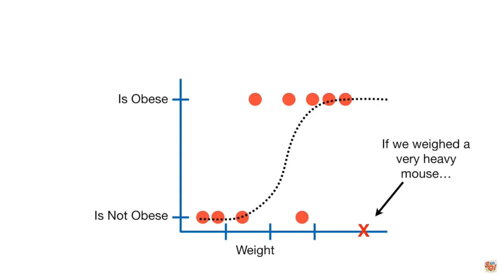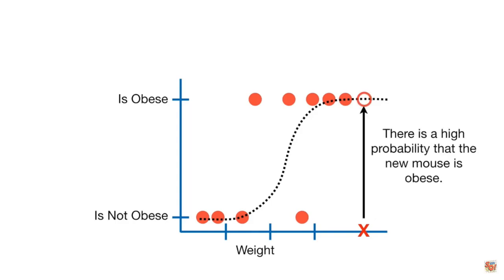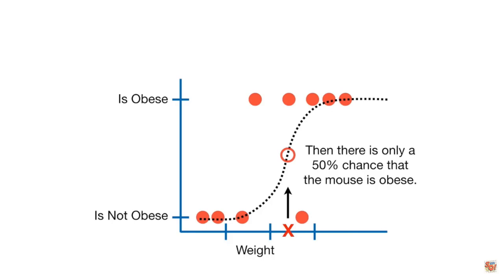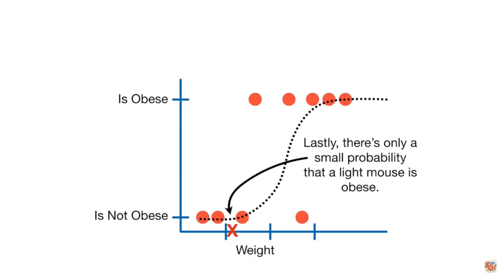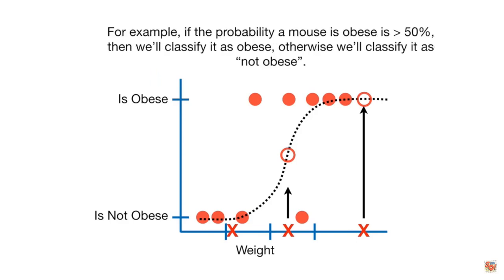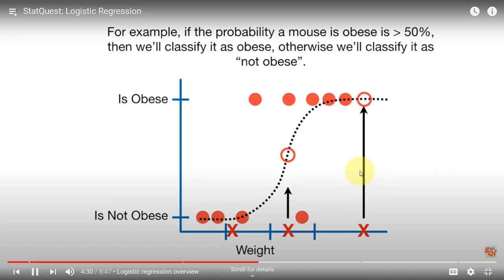If we weighed a very heavy mouse, there is a high probability that the new mouse is obese. If we weighed an intermediate mouse, then there is only a 50% chance that the mouse is obese. Lastly, there's only a small probability that a light mouse is obese. Although logistic regression tells the probability that a mouse is obese or not, it's usually used for classification. For example, if the probability a mouse is obese is greater than 50%, then we'll classify it as obese.